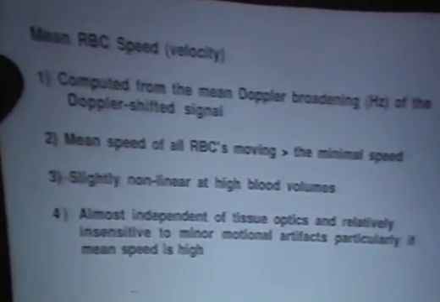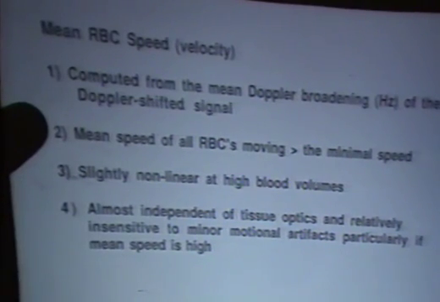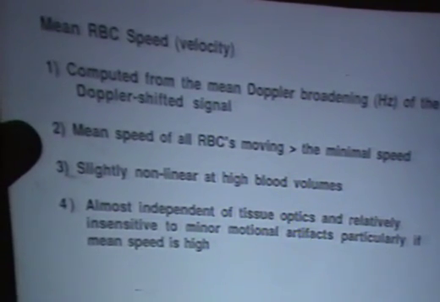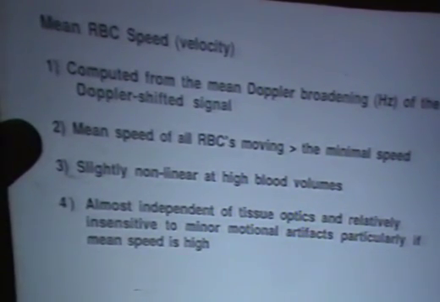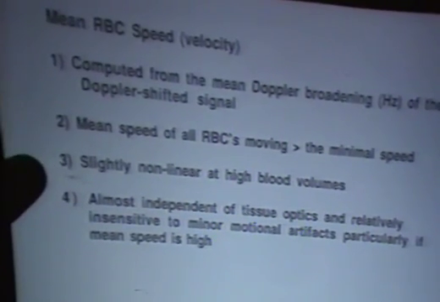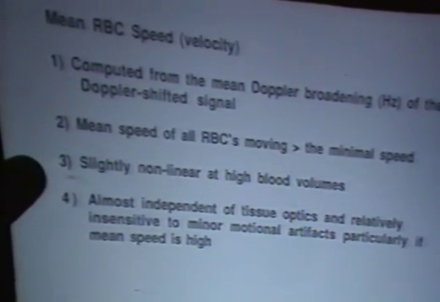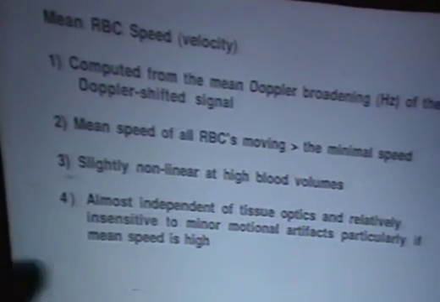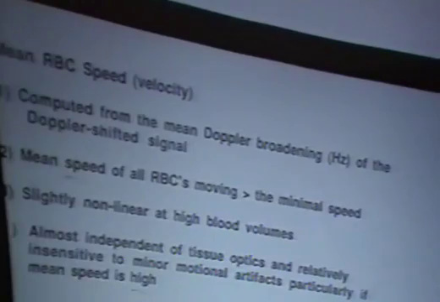I wanted to just mention briefly the three parameters: the mean red blood cell speed, which is computed from the mean Doppler broadening in hertz of the Doppler shifted signal. It's really related to the mean speed of all RBCs moving greater than a minimal speed that leads to a minimal Doppler shift. This is slightly nonlinear at high blood volumes. It's almost independent of tissue optics and relatively insensitive to minor motional artifacts, particularly if the mean speed of the red blood cells is high compared to those internal motional velocities.